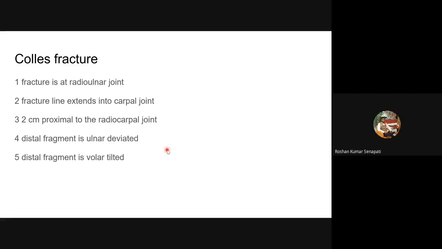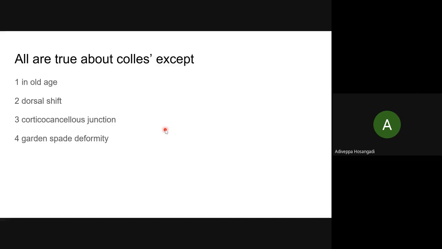2 centimeter proximal to the radiocarpal. Proximal to radiocarpal means it is an extra-articular fracture. All are true about Colles fracture except... Proximal shift, sir. That is dorsal shift. Read carefully. Old age, yes. Dorsal shift or dorsal angulation, yes. Corticocancellous junction, it is 2 centimeter proximal to radiocarpal, yes.